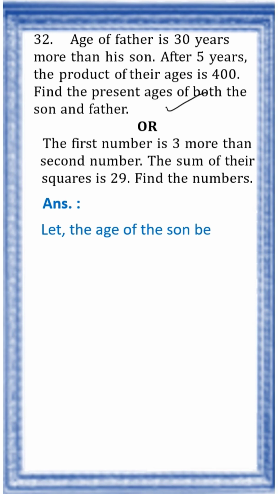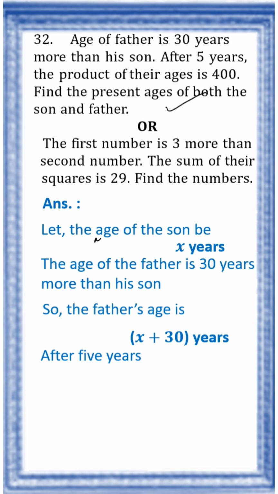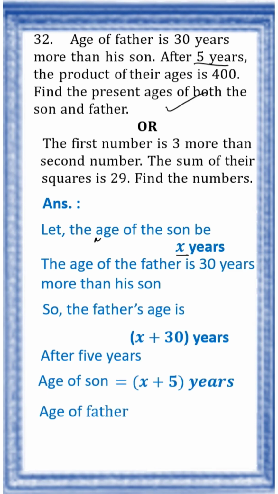Let the age of the son be x years. We have to find the present age. The present age of the father is 30 years more than his son, so x plus 30 years. After 5 years, the age of the son is x plus 5. The age of the father is x plus 30 plus 5, so x plus 35 years.